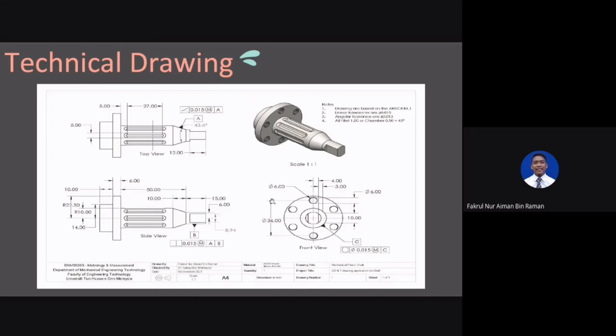All the dimensions are in millimeters, and we also put some notes stating that the drawing is based on the NC B4.1, and the linear tolerance will be plus minus 0.015, and also all the fillets are 1 millimeter, and also a chamfer of 45 degrees with 0.5 millimeter diameter.